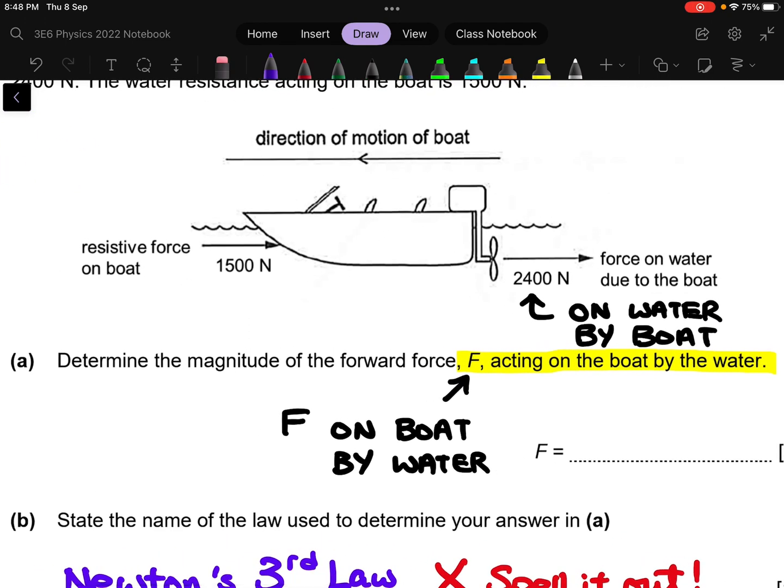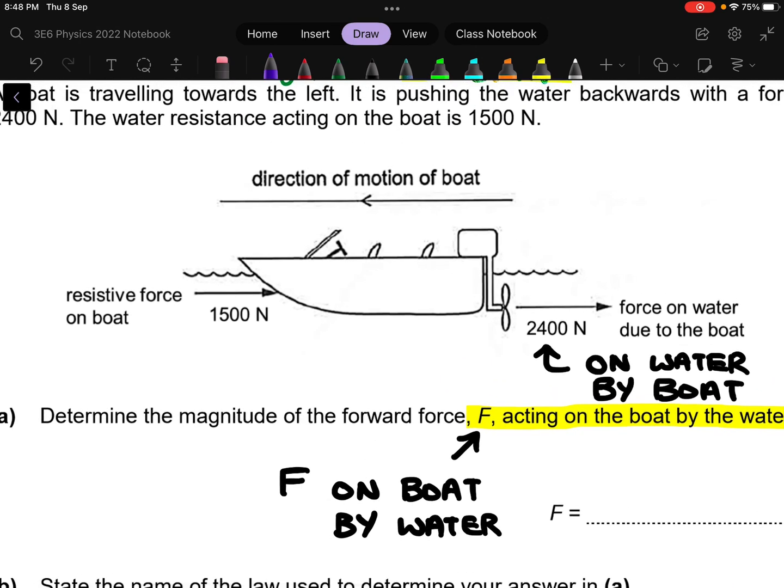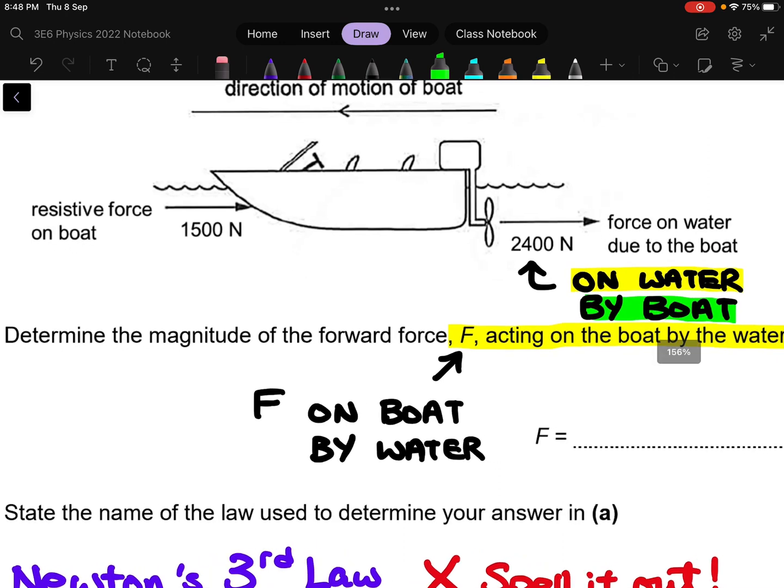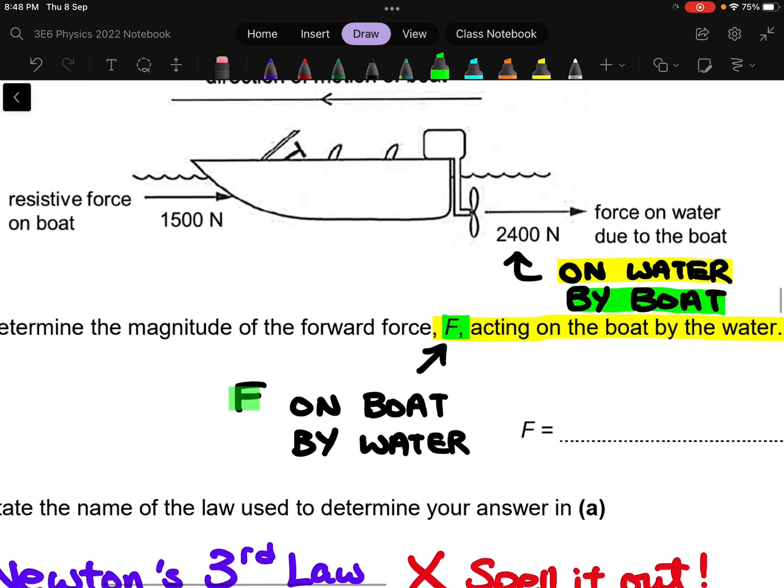From the worksheet, you should recall this image. I used the exact image, but I changed the numbers. They are asking you to find a force that acts on the boat by the water. If you look at the diagram, there is no such force showing directly. But interestingly, there is a force over here that acts on the water, and it is by the boat. The question is asking you for a force F, and this particular force F is acting on the boat and by the water.